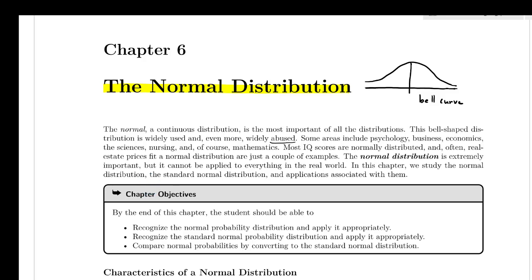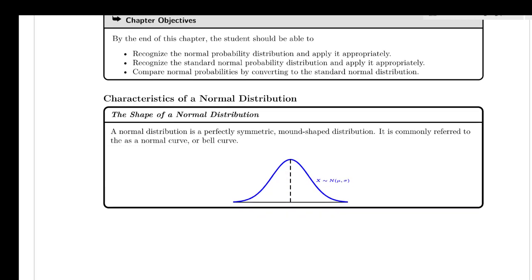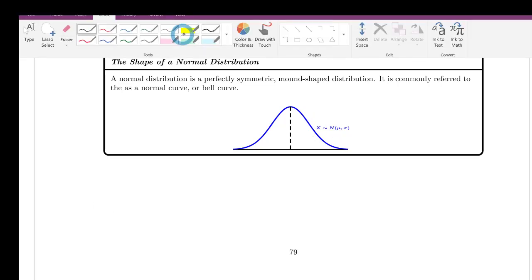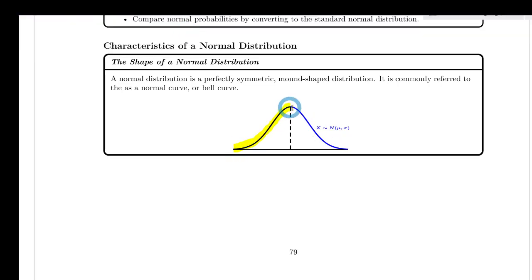Okay, so we want to talk a little bit about the normal distribution and the characteristics, and then we get to actually apply it. So the first thing we want to discuss is the characteristics. So the characteristics of a normal distribution, well, first of all, it just looks like this, right? This is the shape that it is. Looks like a nice little bell curve.